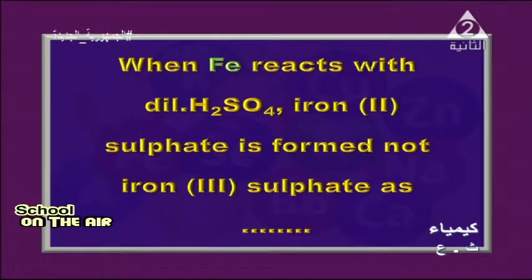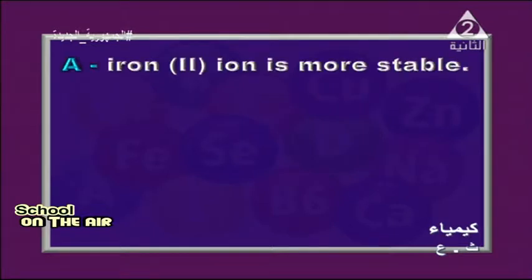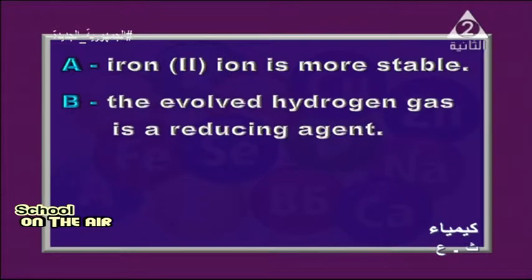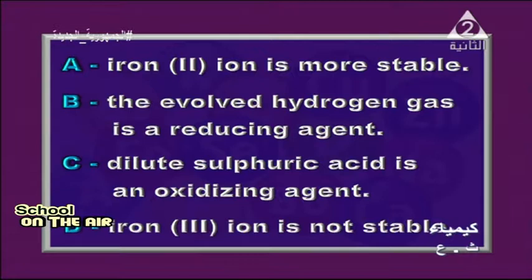Next question. When iron reacts with dilute sulfuric acid, iron 2 sulfate is formed, not iron 3 sulfate. What is the reason for that? Is it iron 2 ion is more stable? The evolved hydrogen gas is reducing agent? Dilute sulfuric acid is oxidizing agent? Iron 3 ion is not stable. The reason is because the evolved hydrogen gas is reducing agent.